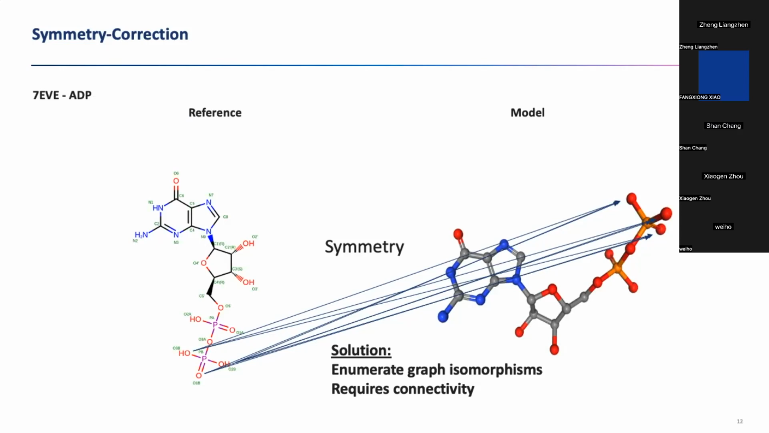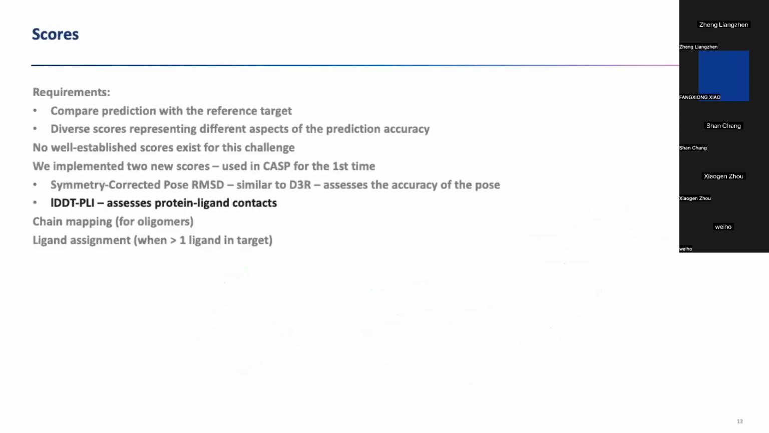But this absolutely requires connectivity. If we don't have the connectivity of the predictions, there's nothing we can do. And so that's also why we have to request a special format.